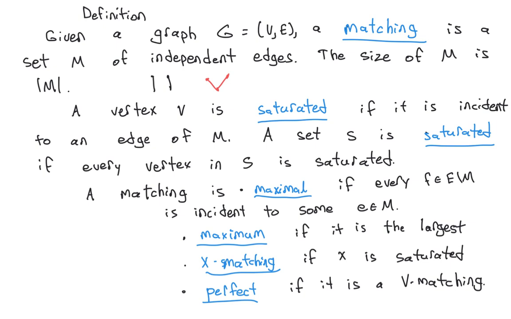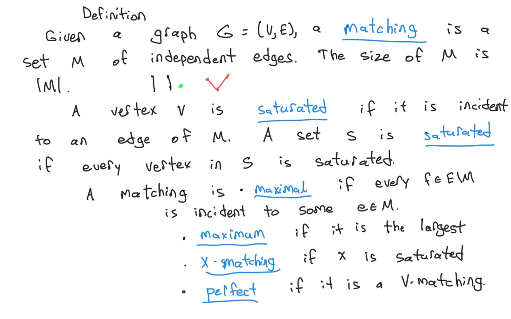So given a matching, a vertex V is considered saturated if it is incident to one edge. So if there's a vertex that's not on any of the edges, that one would be unsaturated. For instance, if I had another vertex out here. All right. A set is saturated if every vertex in the set is saturated. And that's just there to allow us to refer to other definitions later.